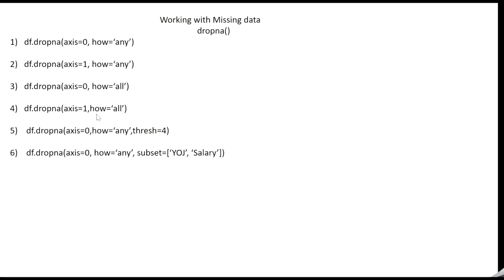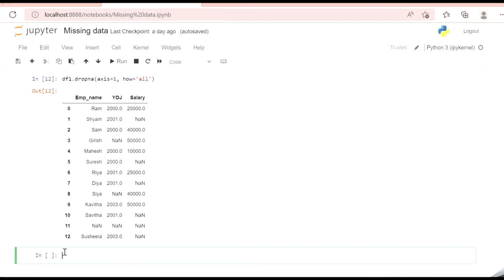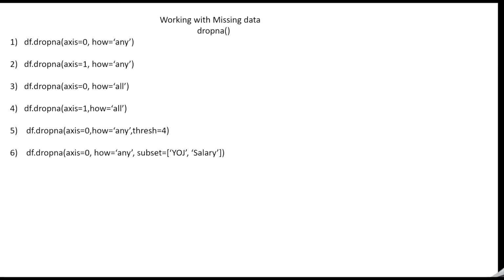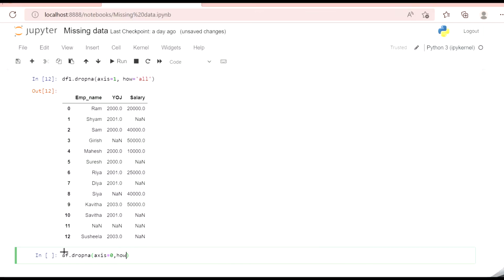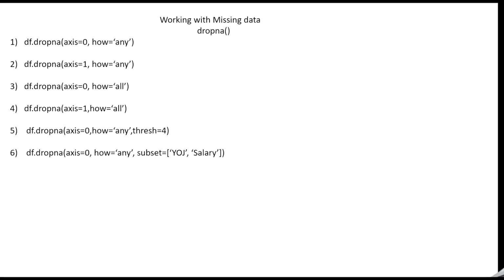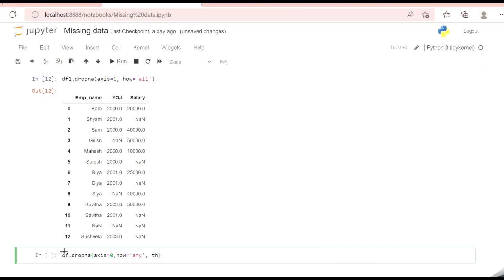And now we saw four of the methods, and the fifth example is df dot dropna, axis is 0, how is equal to any, and thresh is equal to 4. So df dot dropna, axis is equal to 0, comma, how is equal to any, comma, thresh is equal to 4.